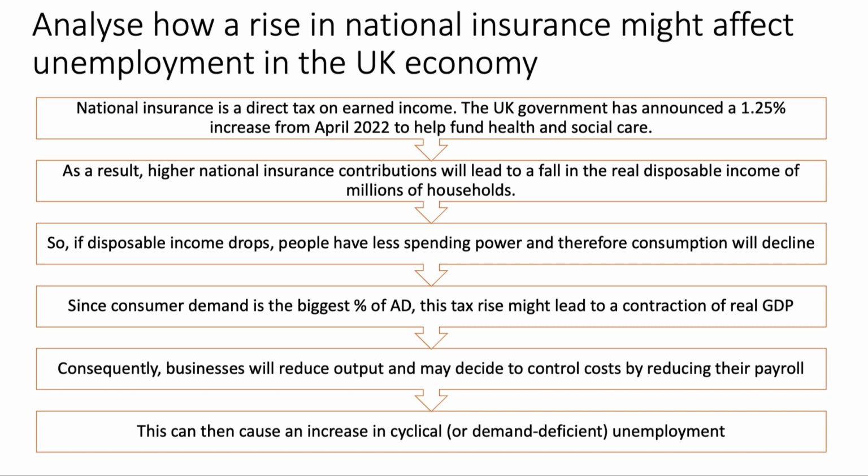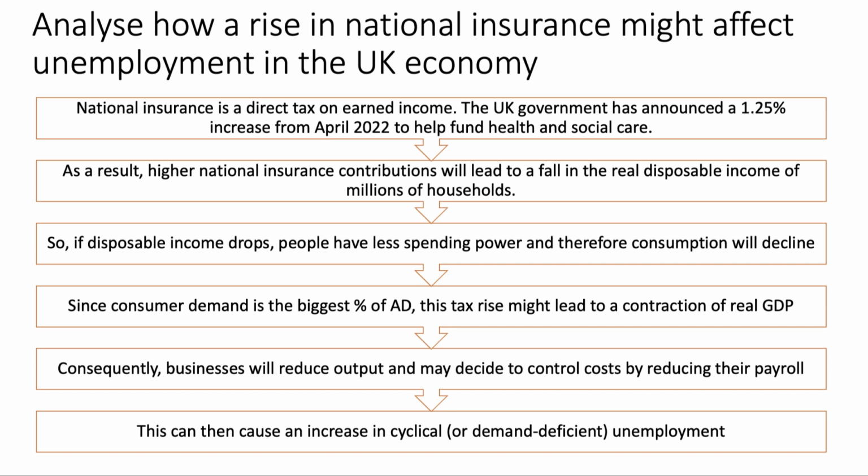So if disposable income drops, people then have less spending power, their purchasing power is diminished after tax, and therefore you'd expect consumption to decline, consumer spending on goods and services. Since consumer demand is the biggest percentage of aggregate demand, AD equals C plus I plus G plus X minus M, of course, this direct tax rise might lead to a contraction of real national output because there's less spending in the economy, therefore businesses have less incentive to produce.